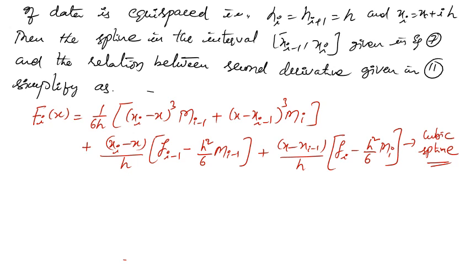Okay, this is the polynomial. And in what interval? This is the cubic spline in the interval x_{i-1} to x_i. Remember this, this is the cubic polynomial expression. And to get the m values, you have to remember this one. This is entirely the cubic spline.